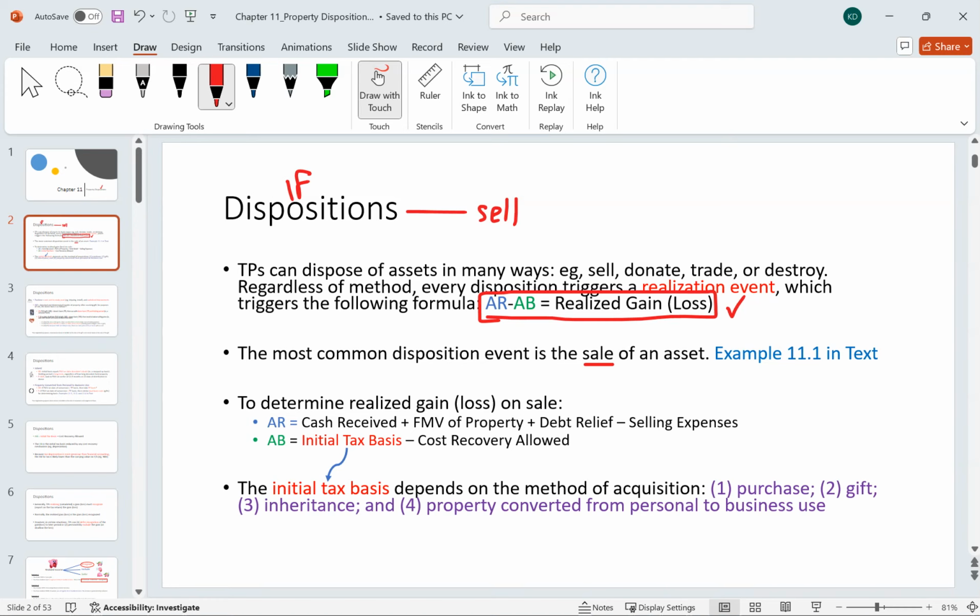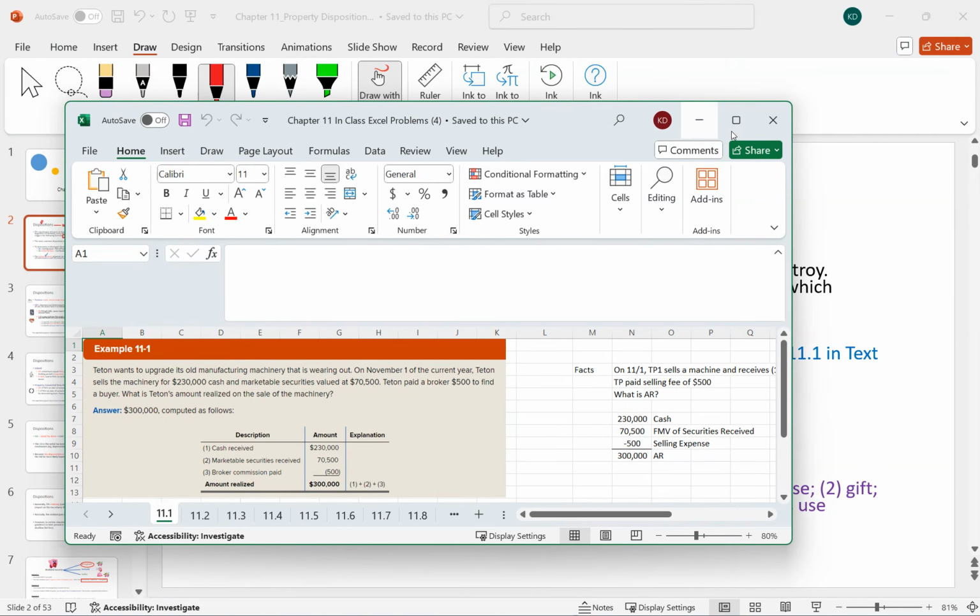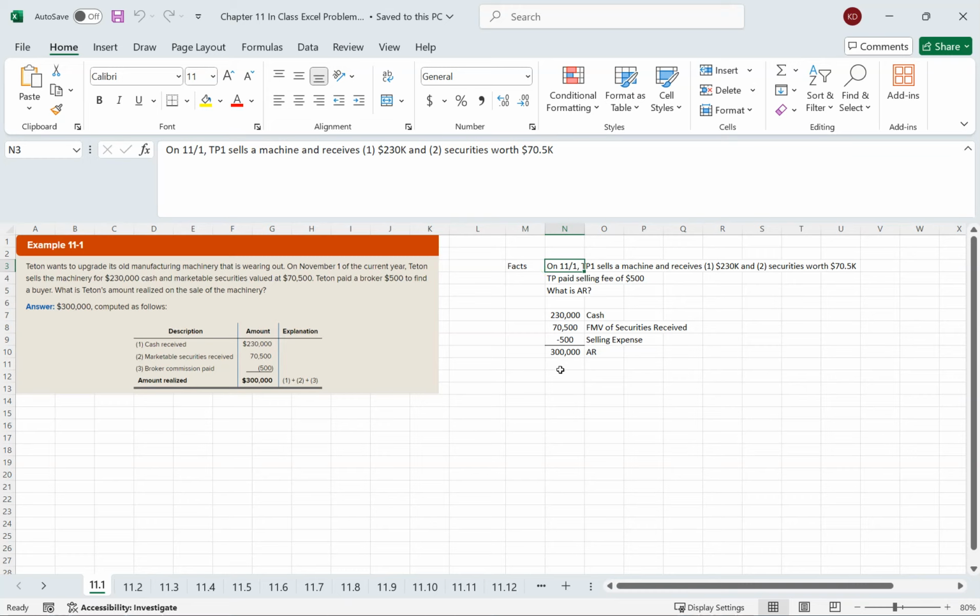So if we look here at 11.1, we have a taxpayer who sold a machine, and it looks like they got some money and some securities. They paid a selling fee of $500. What is their amount realized? Well, your amount realized is generally going to be the fair market value of what you receive: the cash plus the fair market value of the securities minus any selling expenses. Okay, $300,000.